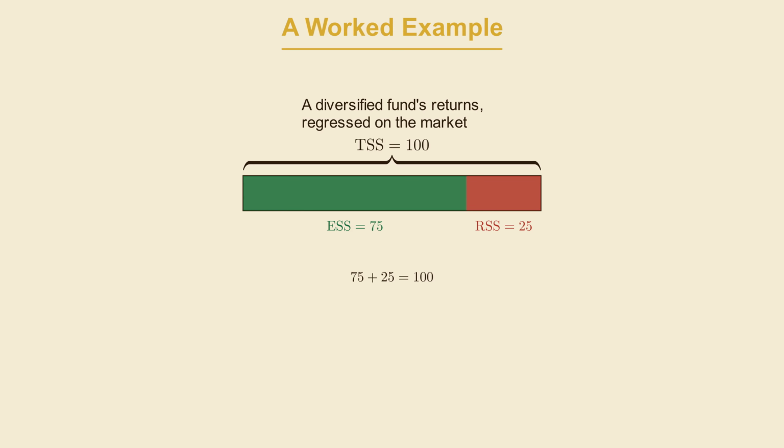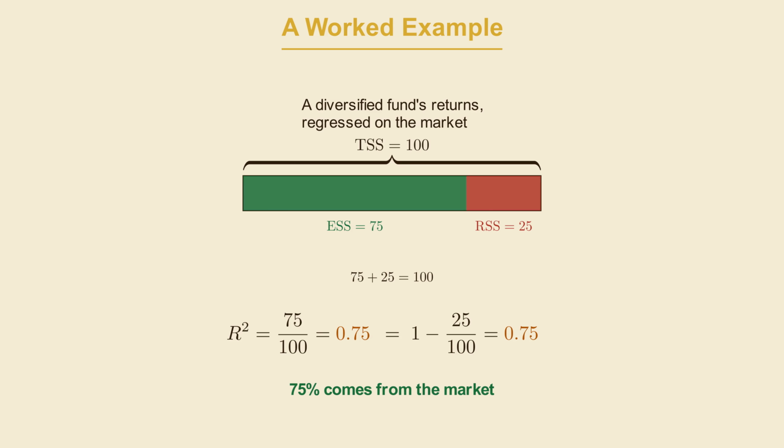R-squared is the explained piece over the total. So that's 75 over 100, which gives us 0.75. We could also do it the other way and do 1 minus 25 over 100, and we end up with the same 0.75. So 75% of the variation in this fund's returns is explained by the market.